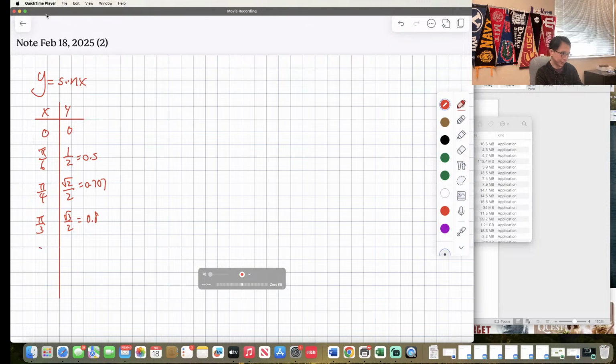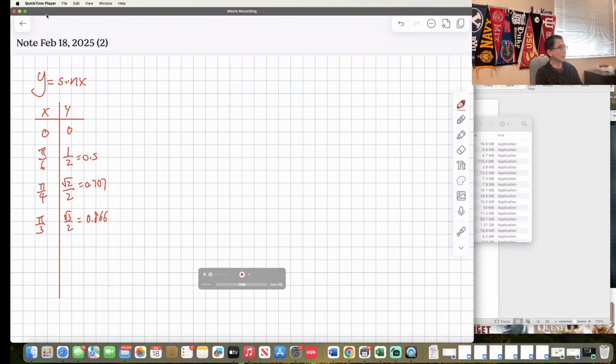Can somebody figure it out for me? Square root of 3 divided by 2. It's 0.8, yeah, about 0.866. Thank you. So what's the next value I can plug in?